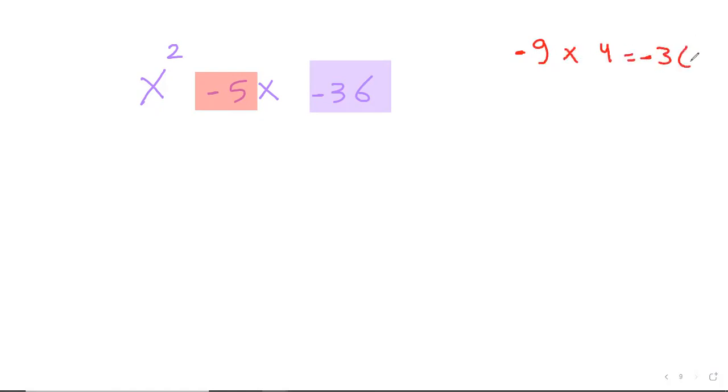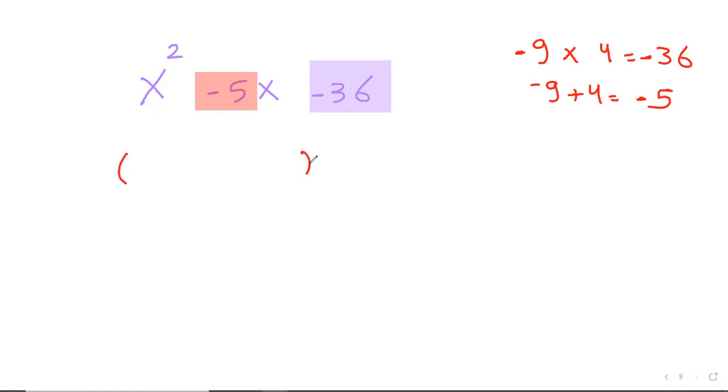x to the power of 2, and I'm going to write here negative 36 and negative 5x in the middle. Two numbers, their product negative 36 and their sum negative 5. Try it. You will find negative 9 and 4. When multiplying negative 9 times 4, it's negative 36. And negative 9 plus 4 equals negative 5.